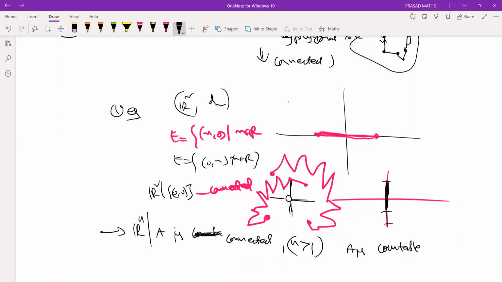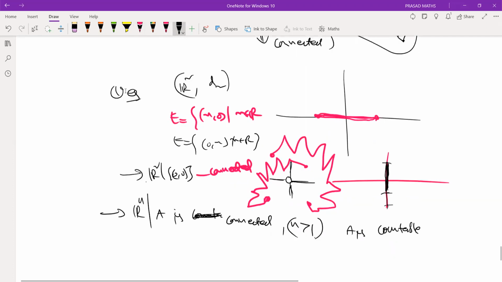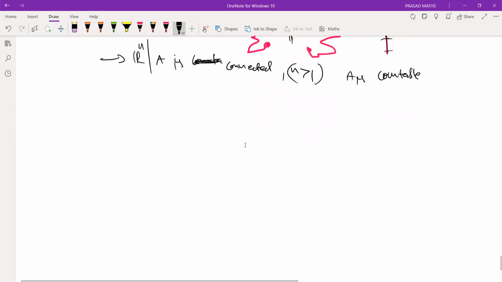And this is also a very, very important property. So R square minus 0, same property, polygonal connected. This is nothing but polygonal connected. Therefore, R power n minus A should be connected. Is it clear?